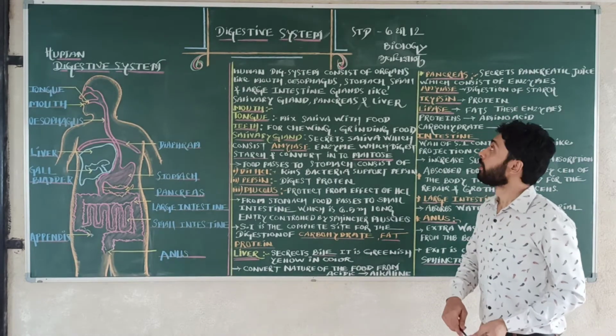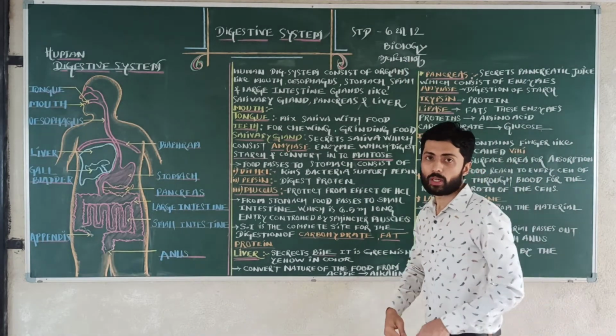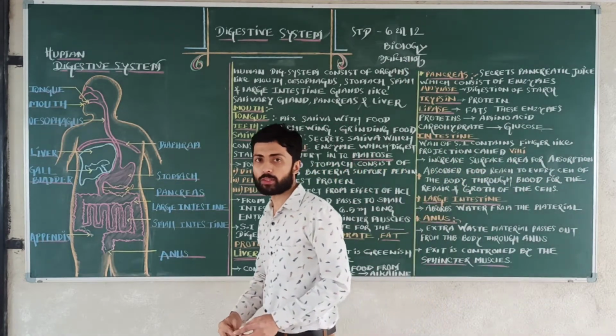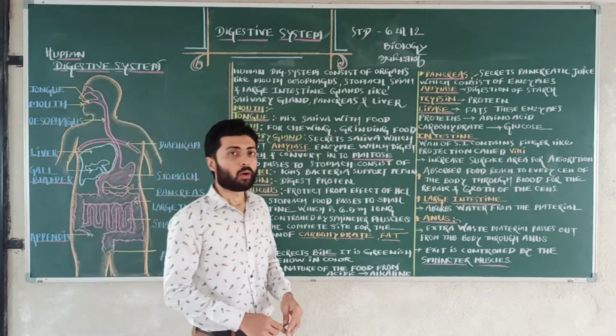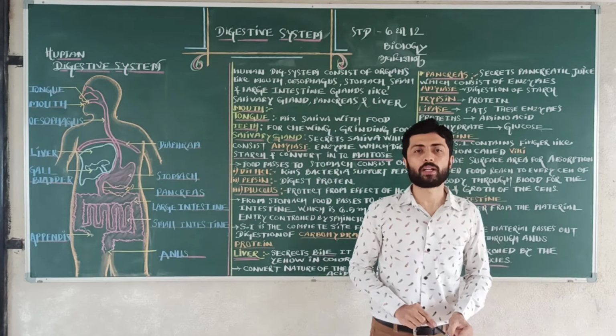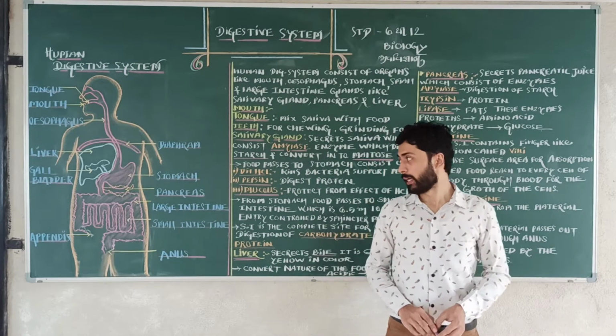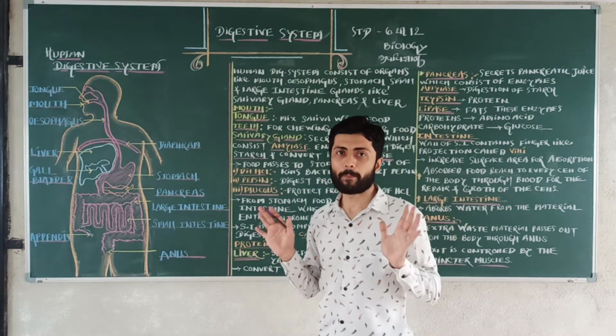Hello friends, today we are going to discuss the biology portion of the science, which is helpful for all the students from standard 6 to 12. All of you know that the cell is the structural and fundamental unit of life. That is, all the living organisms present in this universe are made up of cells.